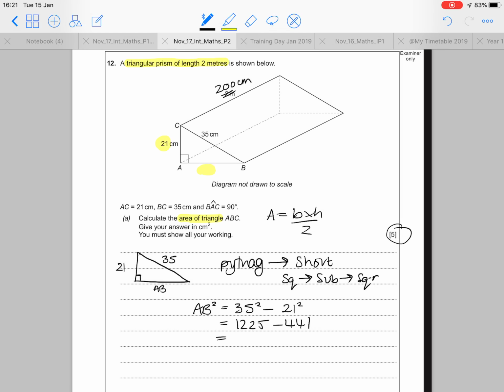then I subtract, and then when I square root this now, I actually get the length of AB. AB is not 784. AB is the square root of that, which is 28. So AB is actually 28 centimetres long. And now I've got all my information, so I can find the area.